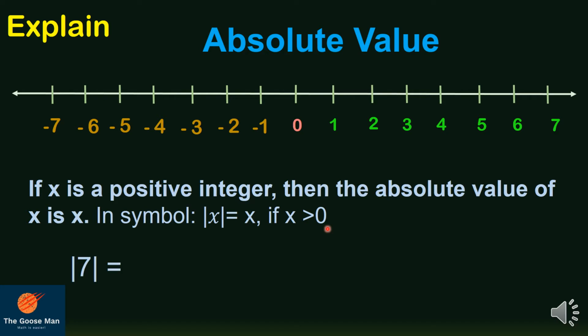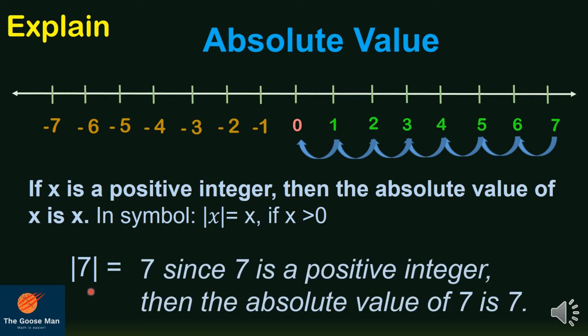Say for instance, I have absolute value of 7. Meaning to say, starting from 7, I'll count off going to 0. So let's start. This is 1, 2, 3, 4, 5, 6, and 7. Therefore, the absolute value of 7 is equal to 7 since 7 is a positive integer.